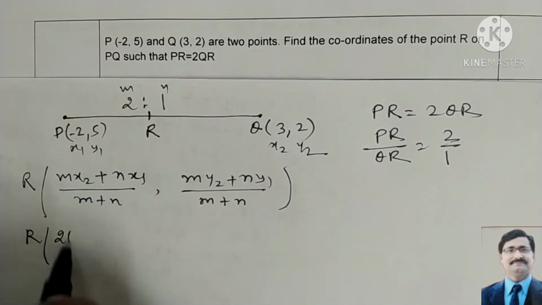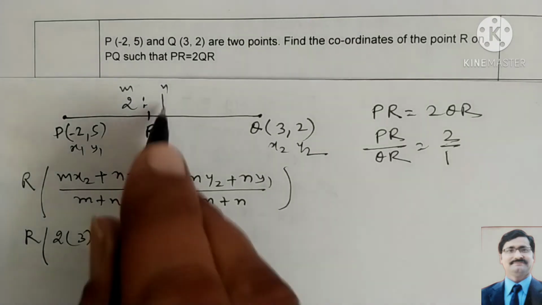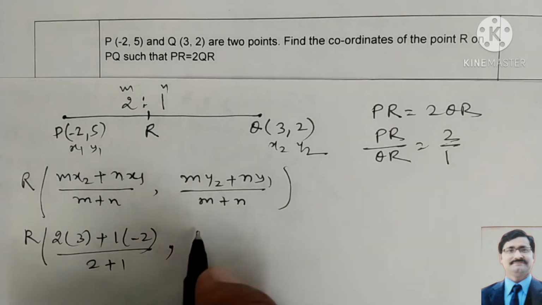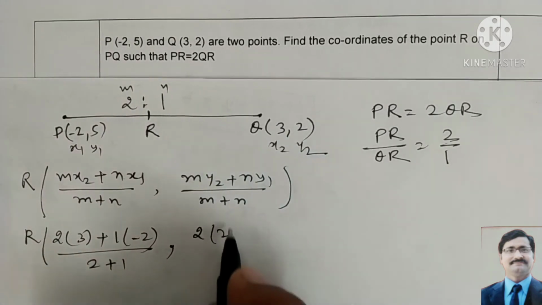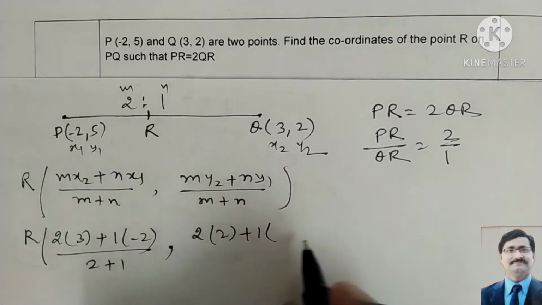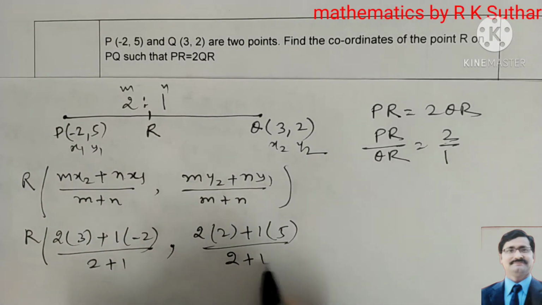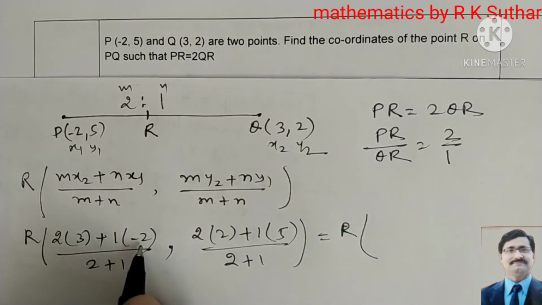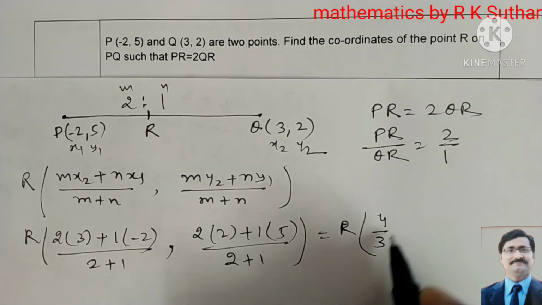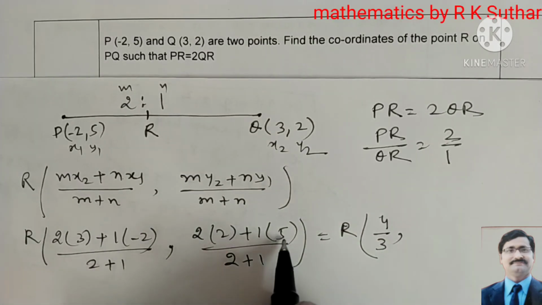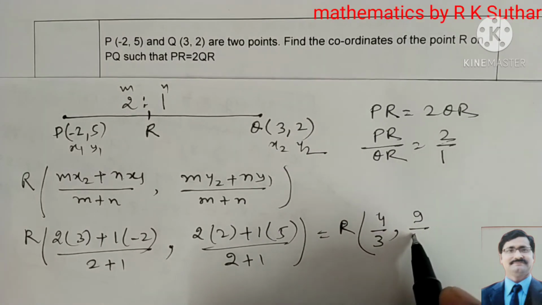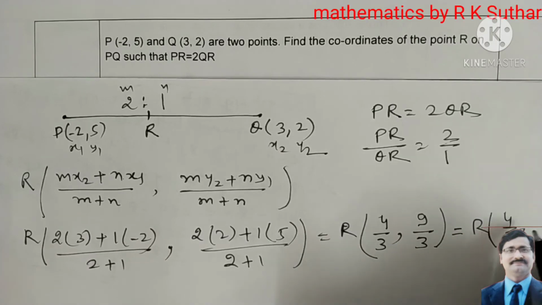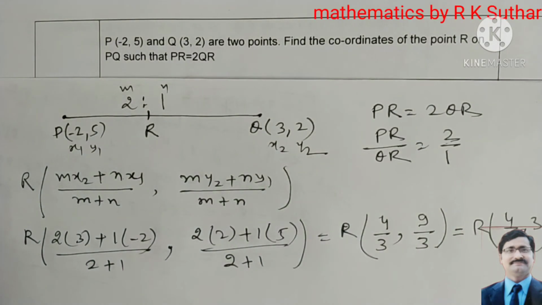M is here 2, x2 is here 3, and plus N is here 1, x1 is minus 2, and 2 plus 1 we can write. M is here 2 and y2 is 2, plus N is 1 and y1 is here 5. Okay, and we can write 2 plus 1. We will solve this. Okay, so we get here 6 minus 2, 6 minus 2 is 4, 4 upon 3, and here 2 into 2 is 4, 4 and 5, this is 9, 9 upon 3. So this is 4 upon 3, and here 3. All of you understand this?